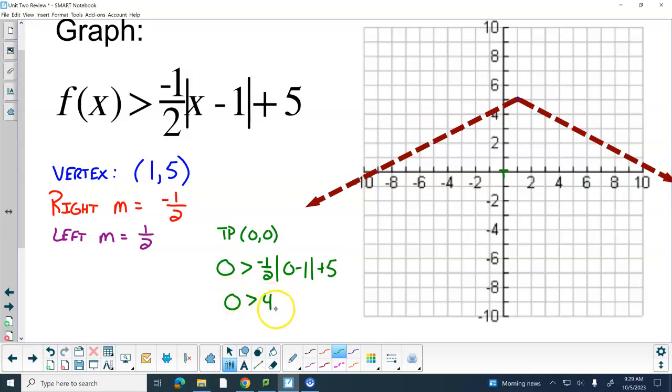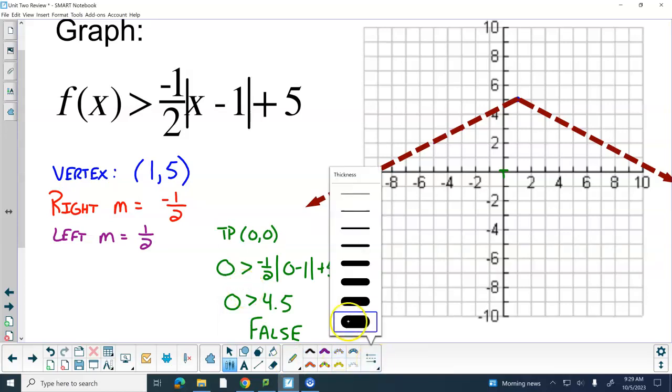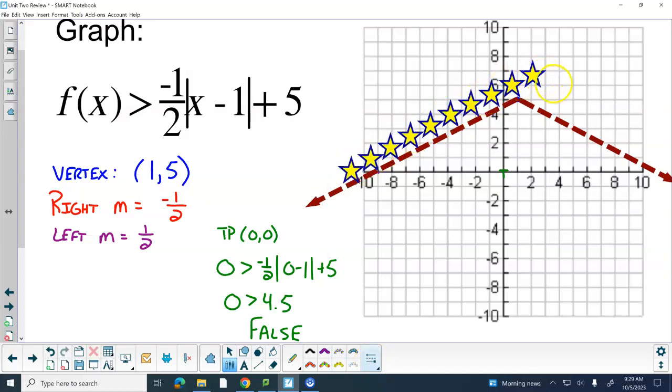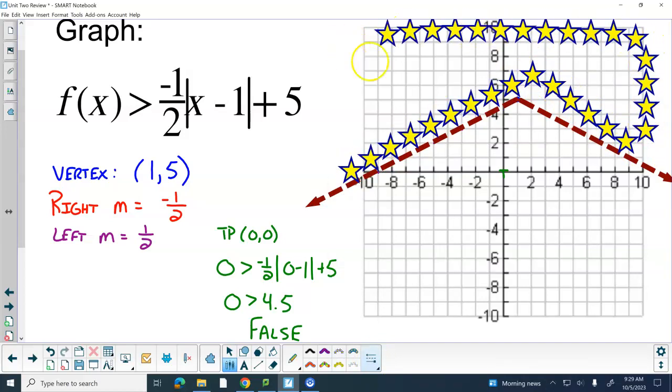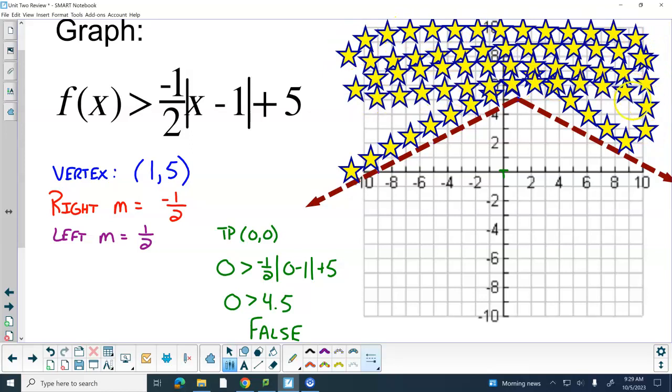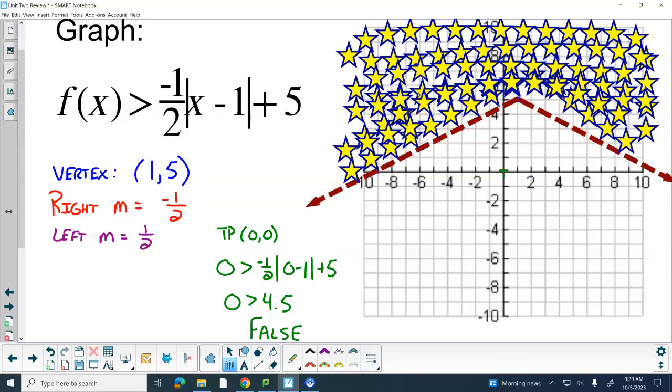is 4.5, and that is a false statement. So instead of shading inside the V, we are going to shade outside of the V. And since you guys are all superstars at this, we'll use stars. Questions on that one?